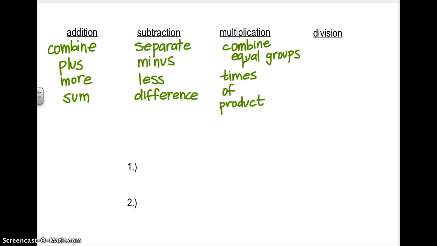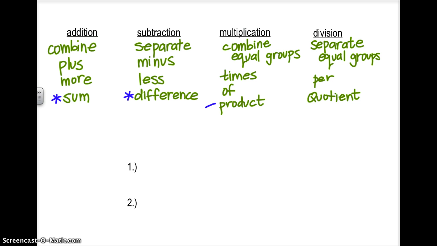Last one, division, separate into equal groups. That one's pretty common. If you have to separate things into equal groups, you're dividing them up, right? If you have to separate these cookies into 5 equal groups, you're going to divide by 5. Okay? Per is another one. And then quotient. Talked a little bit about quotient when we did rational numbers. Some keywords here. Sum, answer to addition. Difference, answer for subtraction. Product, answer to multiplication. Quotient, answer for division. Some things you should know.